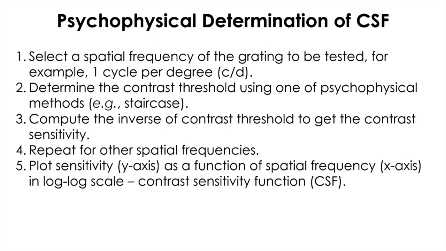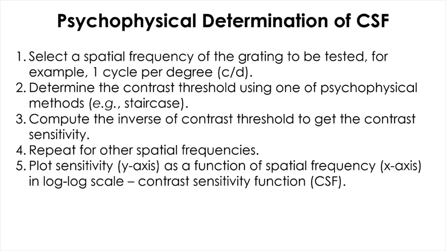In fact, to completely characterize a contrast sensitivity function, typically 5 to 10 different cycles per degree are sampled in kind of a log step, so say 0.5 cycles per degree, 1 cycle, 2 cycles, 4, 8, 16, 32, and so on. For each spatial frequency, you will determine the contrast threshold using one of the psychophysical methods. For example, staircase. You can do this with any psychophysical method, like method of limits, method of adjustment, method of constant stimuli, and staircase.